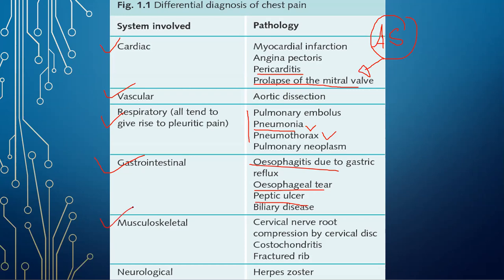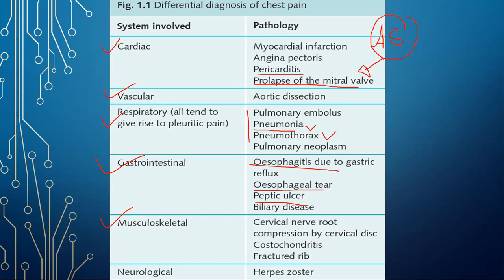Musculoskeletal: a young patient coming to you with generalized chest pain, and when you ask more history, they tell you the patient is an athlete or goes to the gym. After doing a lot of exercise at the gym, the patient has a lot of muscle aches and generalized chest pain. You did an ECG, nothing came up. You did the blood test, everything normal. So what is it? It's most likely musculoskeletal chest pain.